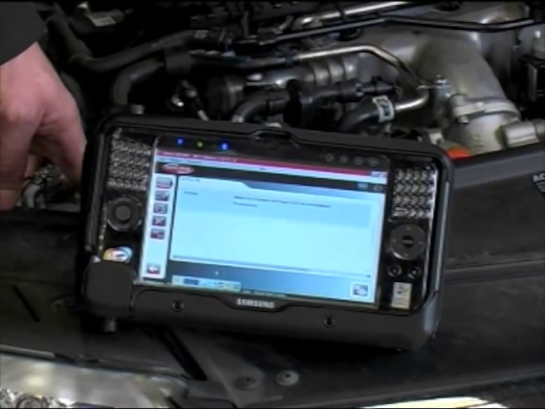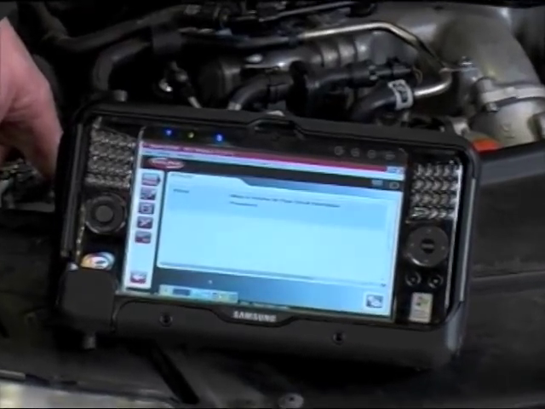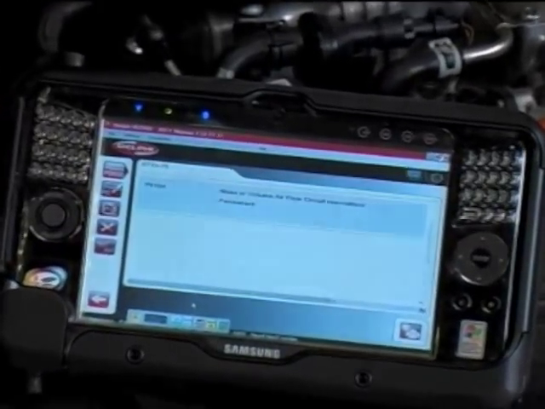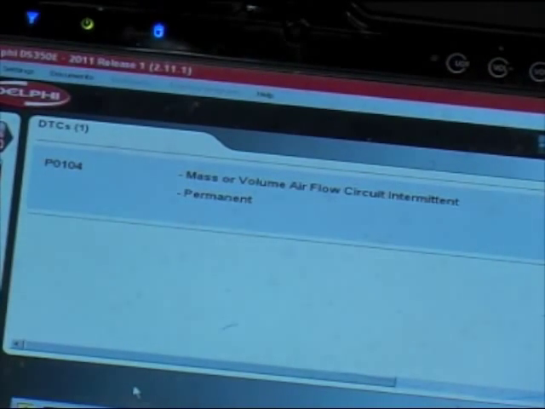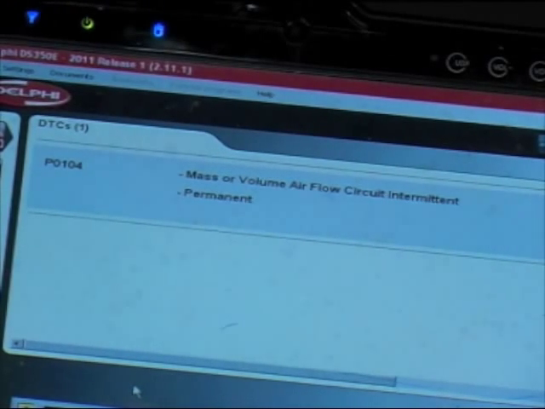Having made a note of the original error codes before clearing them down, the technician has now rescanned the vehicle. The remaining error code now needs to be investigated. P0104, mass or volume airflow circuit intermittent, relates to the airflow into the engine. This would direct us to a fault with the air mass meter.